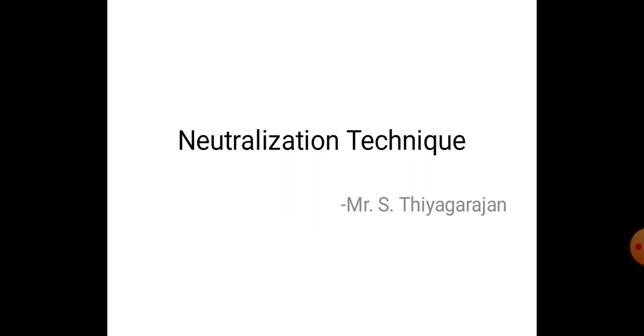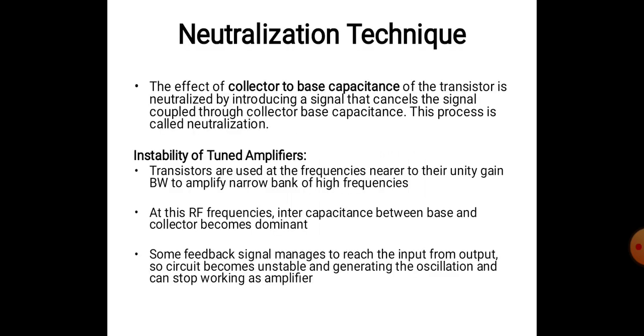Now, let us discuss the neutralization technique with the circuit. As I told earlier, what is neutralization technique? As the definition goes, the effect of collector to base capacitance of the transistor is neutralized by introducing a signal that cancels the signal coupled through collector base capacitance, and this process is called neutralization. This collector to base capacitance effect is cancelled by applying an equal magnitude signal with opposite polarity. This process is called neutralization.